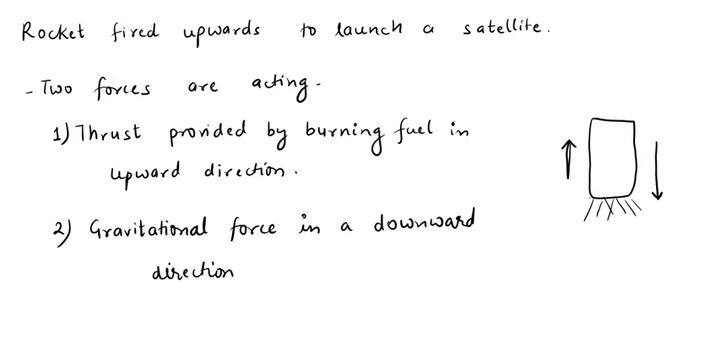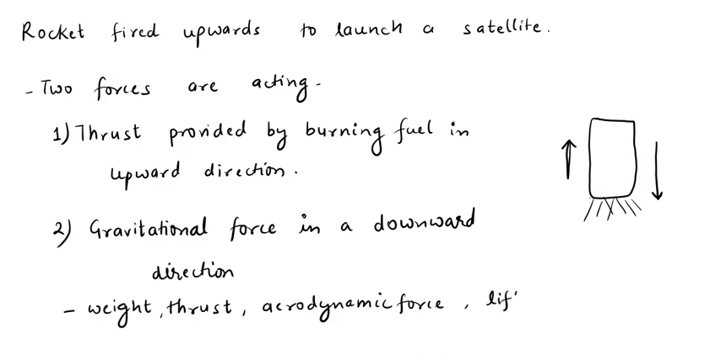Now, in a flight, a rocket is subjected to four kinds of forces. What are the four kinds of forces that are acting? There is the weight of the rocket. Thrust is acting also, as I have told you. There is aerodynamic force also acting on the rocket, and this aerodynamic force is due to the shape of the rocket. There is lift and drag also acting.